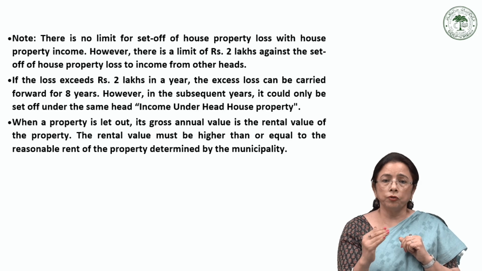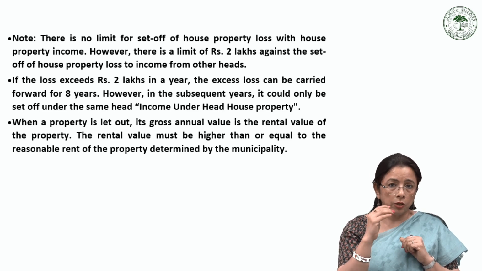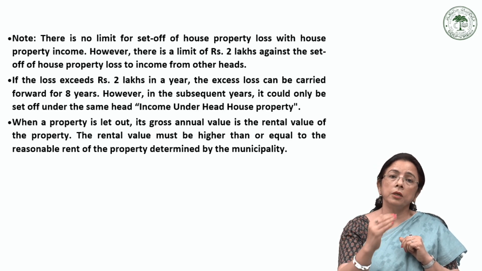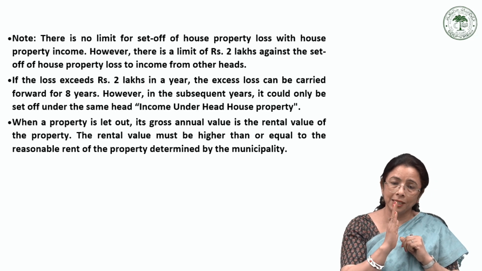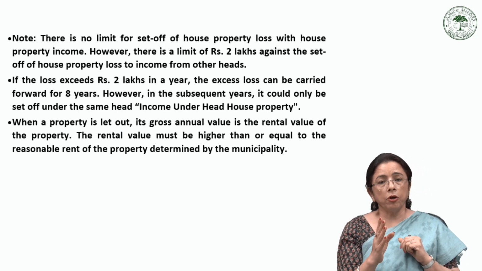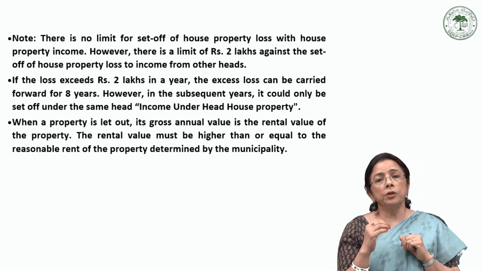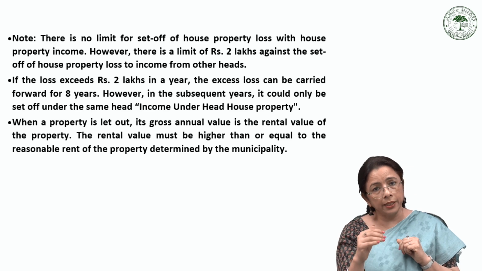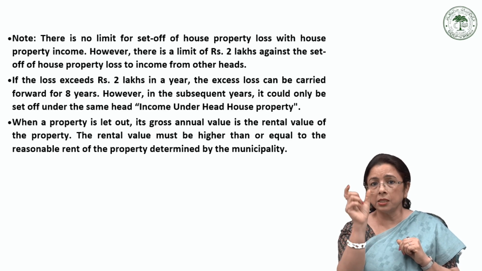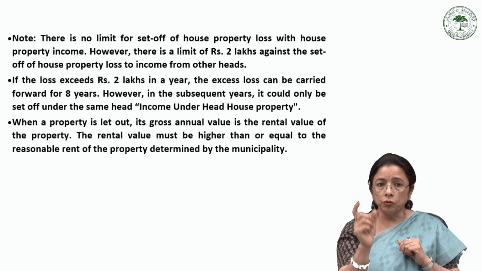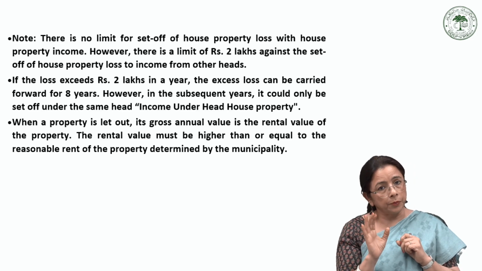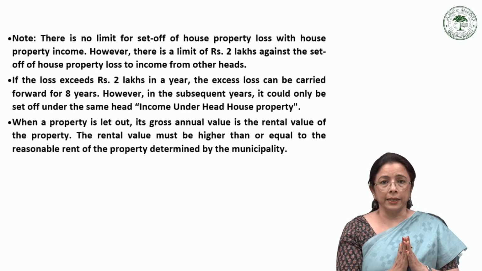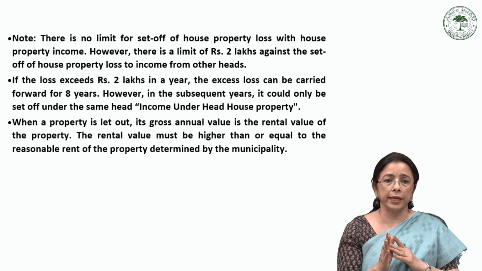So the first choice is to set off the losses from the income from house property itself, if it is available. If not, in that same year you can set it off against the income from other heads also, but the limitation is rupees 2 lakhs. Then suppose the loss is still standing. In that case, what can you do?